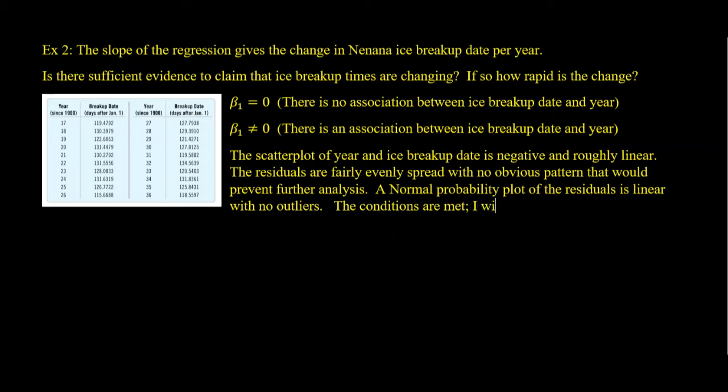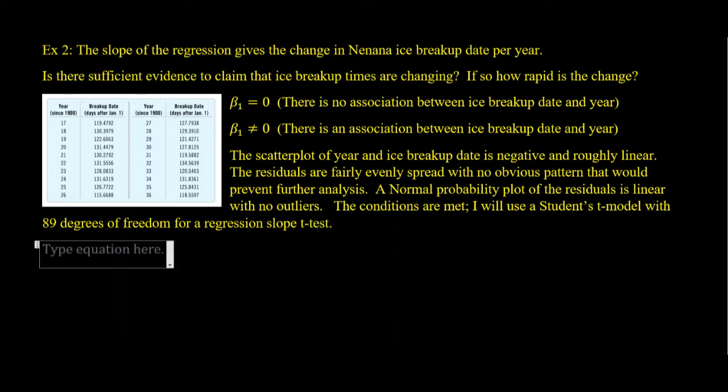I will use a student's t-model with 89 degrees of freedom. The table only goes to 36, but there's more data available. You'll see that when we open the data and the calculator. So with 89 degrees of freedom for a regression slope t-test, we plug everything in the calculator and we get t equals negative 3.360.